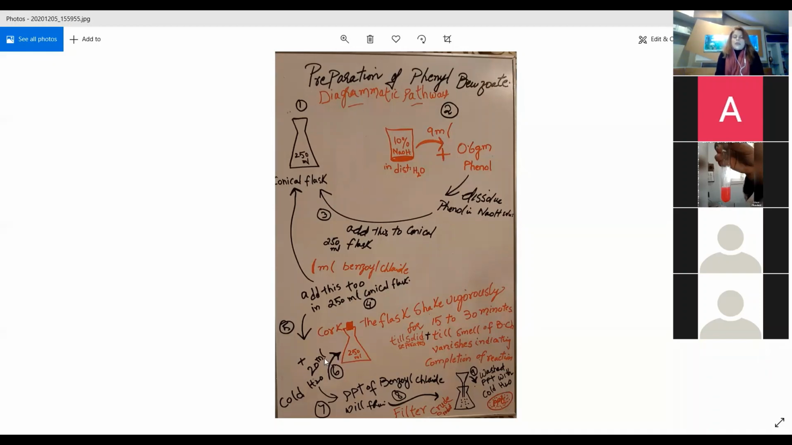Now you are going to add 20 ml of cold water into this reaction mixture, and a precipitate will form. You will see white precipitates, a white powder, or little white particles of phenyl benzoate. They are very white in color, right? But this product is a crude product.